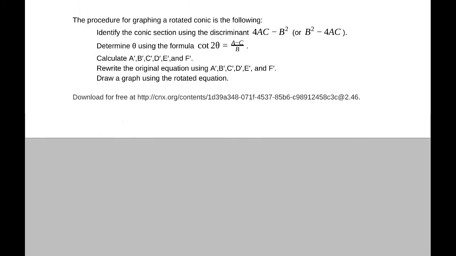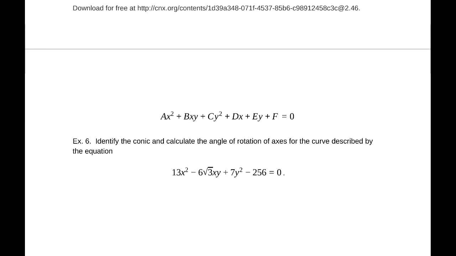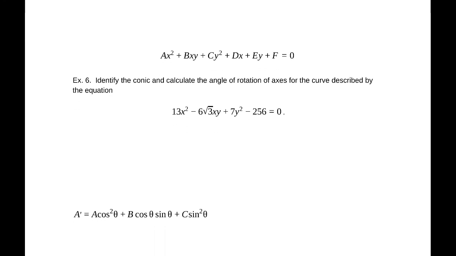All right, here it is. There's our general form. So identify the conic and calculate the angle of rotation described by this equation. All right, well, first we have a equals 13, b equals negative 6 root 3. I'm going to write these in order. C is 7. D is actually 0. There is no x term. And E is also 0. There's no y term. And F is negative 256.